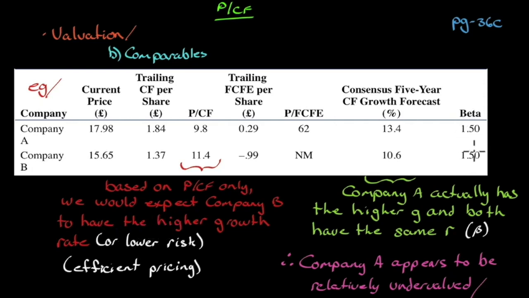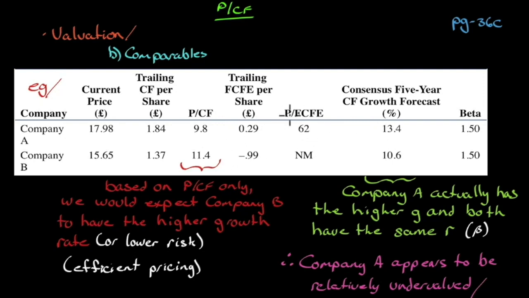Well, it has the same risk, so it must come down all to growth. Company B, based on efficient pricing, should have a higher growth rate. 10.6 versus 13.4. Company A has the higher growth rate. Company A actually has the higher G, and both have the same R, measured by beta. Therefore, Company A appears to be relatively undervalued. It should have a higher price to cash flow because it has a higher growth rate.